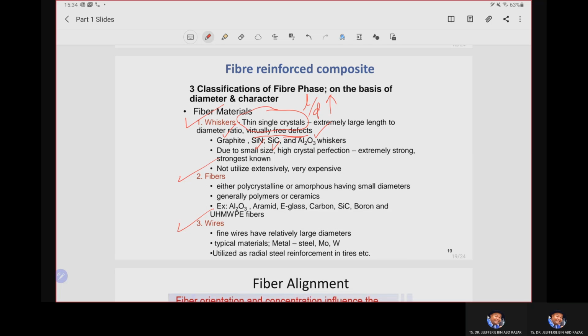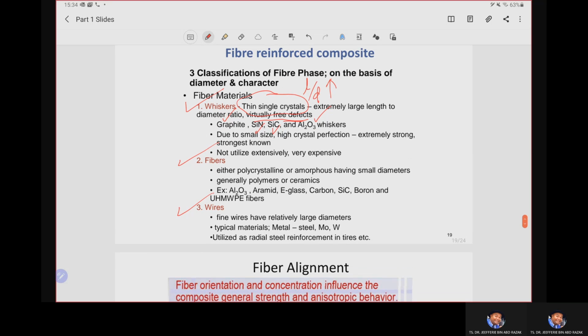Okay, so the next category for the fiber is the fibers itself. If whiskers are made from a thin single crystal, the fibers are made from polycrystalline or amorphous material, also with a small diameter. Generally, the raw materials for making fibers are ceramics and polymer. We have polymer fibers and ceramic fibers.